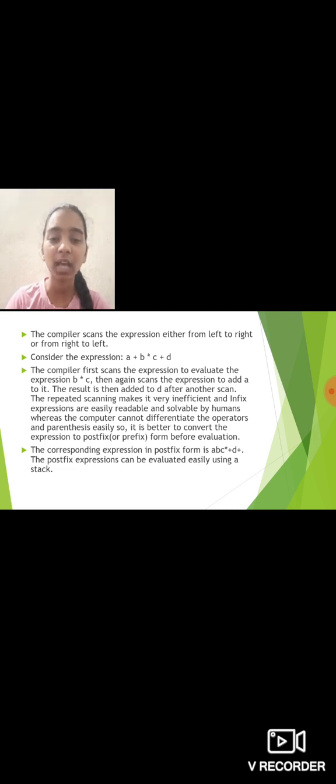Infix expressions are easily readable and solvable by humans, whereas the computer cannot differentiate the operators and parentheses easily. So it is better to convert the expression to postfix or prefix form before evaluation. The corresponding expression in postfix form is abc star plus d plus. The postfix expression can be evaluated easily using a stack.